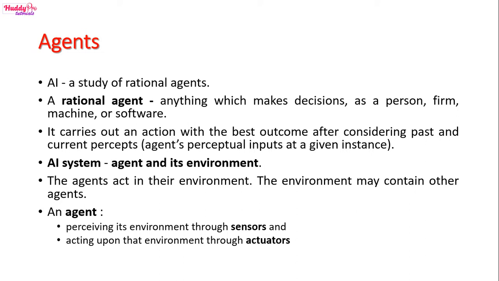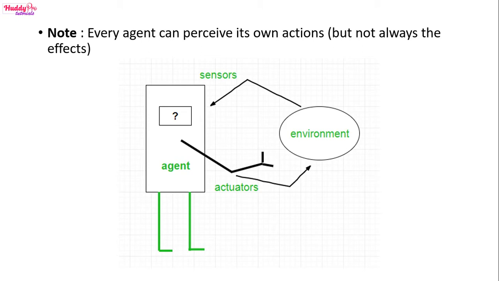Now, perceiving simply means observing or noticing or seeing or recognizing. That's what you mean by the agent perceiving the environment. That's what you mean by an agent. Remember, we are talking about agents in AI. Note this: every agent can perceive its own actions. It can recognize, observe or notice its own actions, but the effects that are a result of its actions may not always be perceived by the agent.